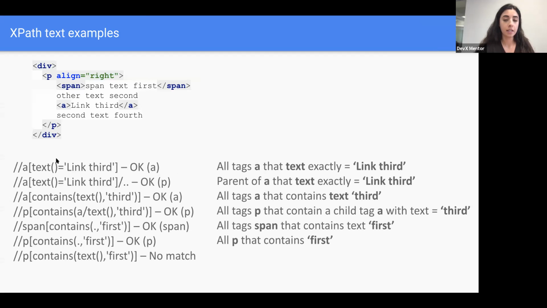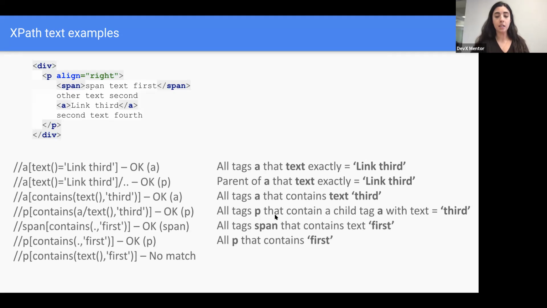The second one is parent of A, the text exactly equals link third. We have link third here, A link third. Next one is all tags A that contains text third. So it's gonna look for substring third if it contains in the string.